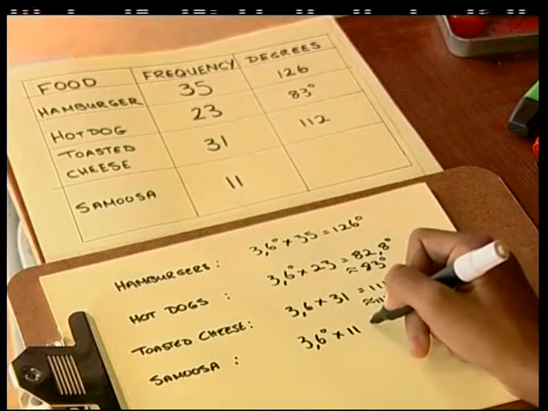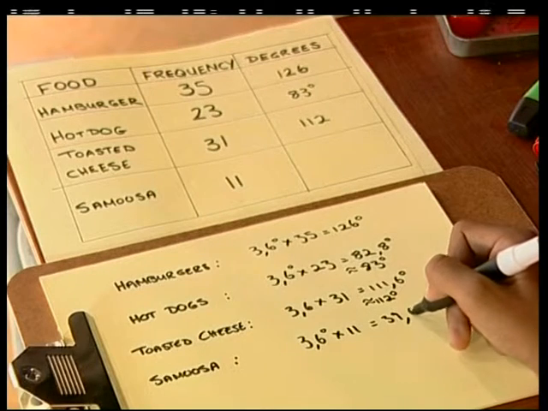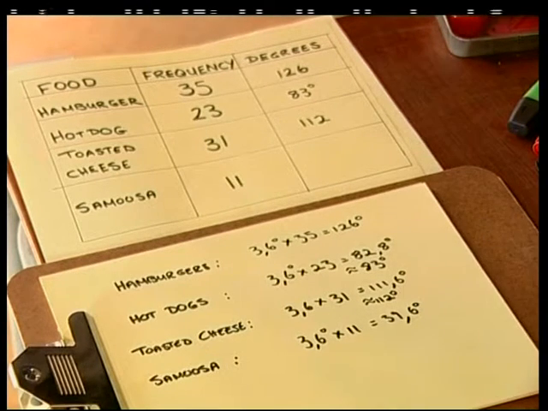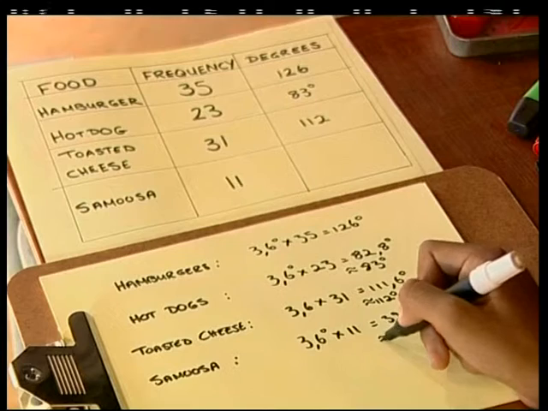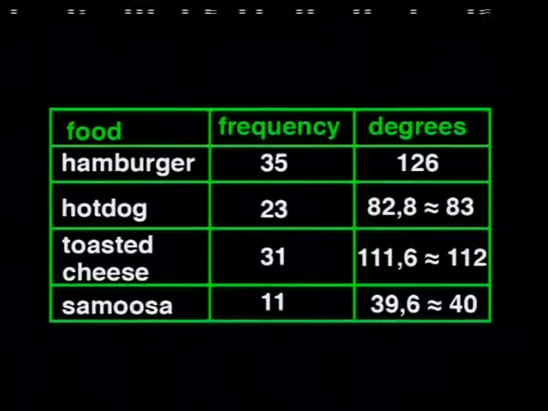Now let's look at the last one. Okay, 11 people wanted samosas. So that's 3.6 times 11, which is 39.6 degrees, which is approximately 40 degrees. Now I can add this to my table.